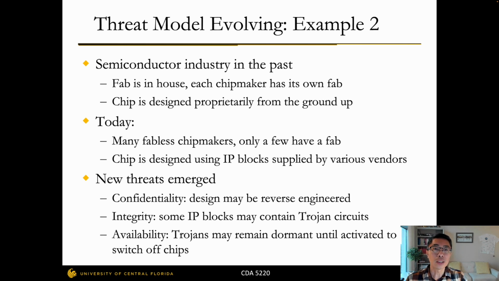The second point I want to get across is that the threat model changes over time. Even if we get the threat model correct today, in a few months or a few years, things may change, and the adversary may change. Their capabilities may change, and the threat model may change. Therefore, it's important to revisit the threat model from time to time to see if we need to modify it. All right, so these are the two important points I want to get across.